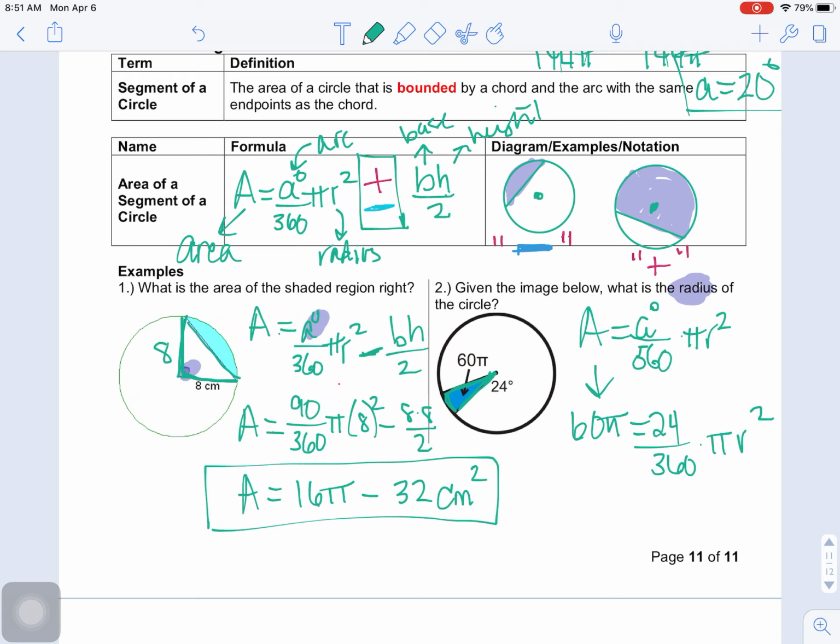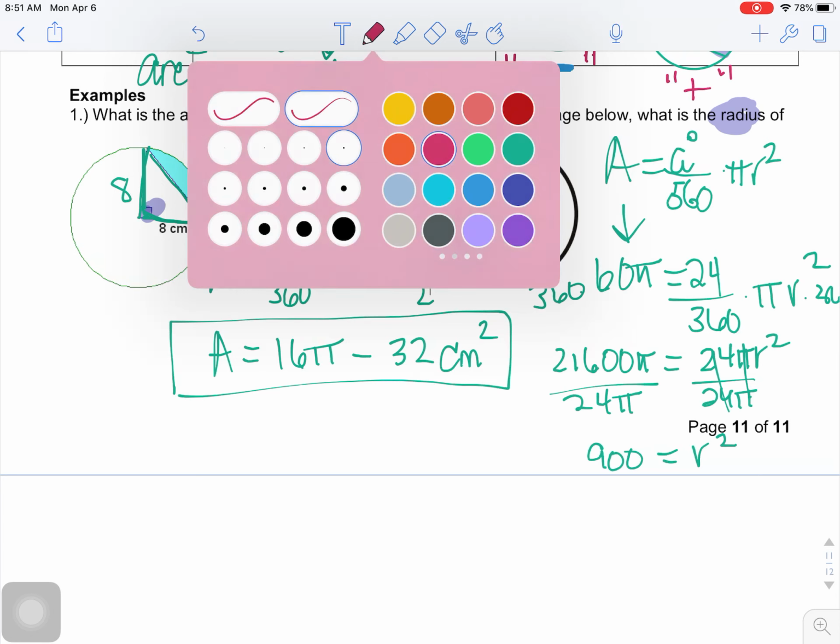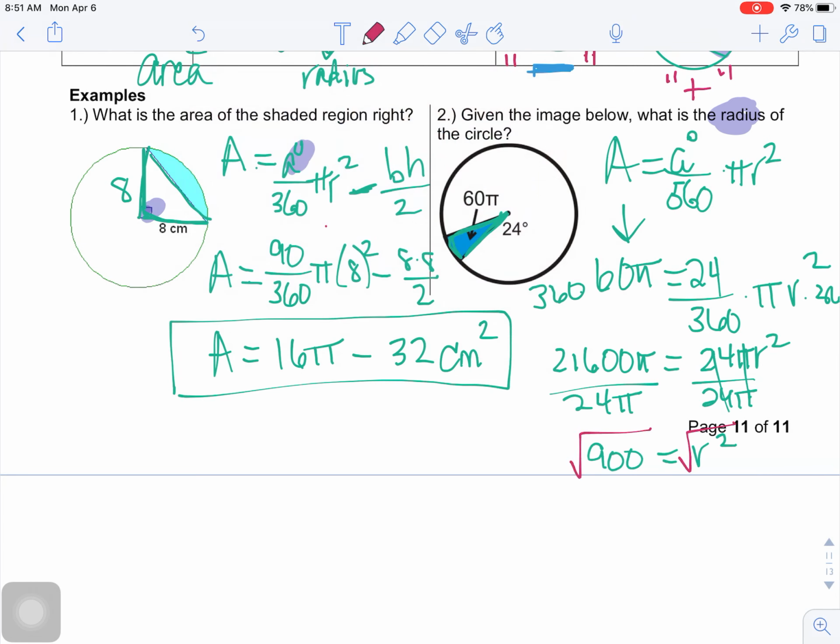So I'm going to multiply both sides by 360 to eliminate that denominator real quick. Okay, then I'm going to divide by 24 pi. Once I do that, I get my radius squared equal to 900. Last step is to get rid of that square by taking the square root. And I find out that my radius is 30 units.